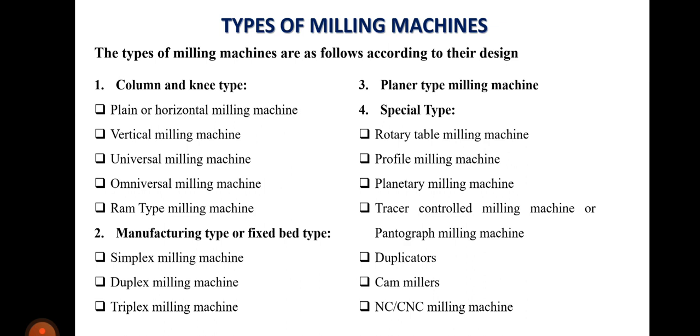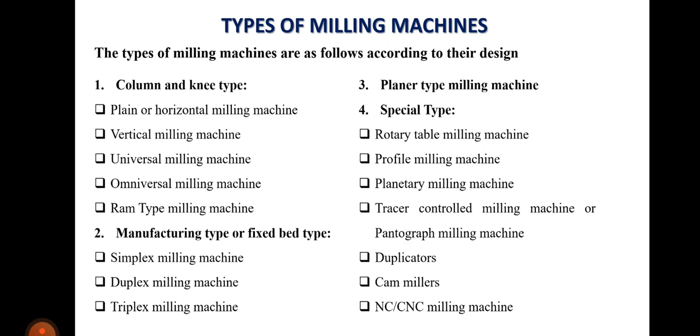Now the next one is the types of milling machine. There are basically four types of milling machine, that is column and knee type, manufacturing type or fixed bed type, planer type, and special type of milling machine. The column and knee type of milling machine is again classified into a number of types, that is plain or horizontal milling machine, vertical milling machine, universal milling machine, omniversal milling machine, and ram type milling machine. The manufacturing type or fixed bed type of milling machine is again classified into three types, that is simplex milling machine, duplex milling machine and triplex milling machine.